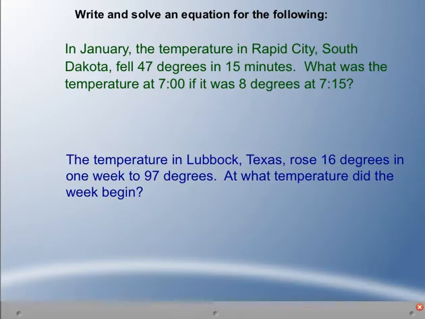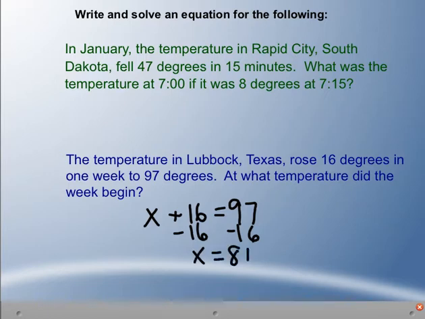Let's try the second one down here. The temperature in Lubbock, Texas rose 16 degrees in 1 week to 97 degrees. At what temperature did the week begin? We need to write and solve an equation for this. If we had a certain amount of degrees and we added 16, and that got us to a temperature of 97, we could write an equation like that. To solve it, we would subtract 16 from each side to see that we started the week at 81 degrees.